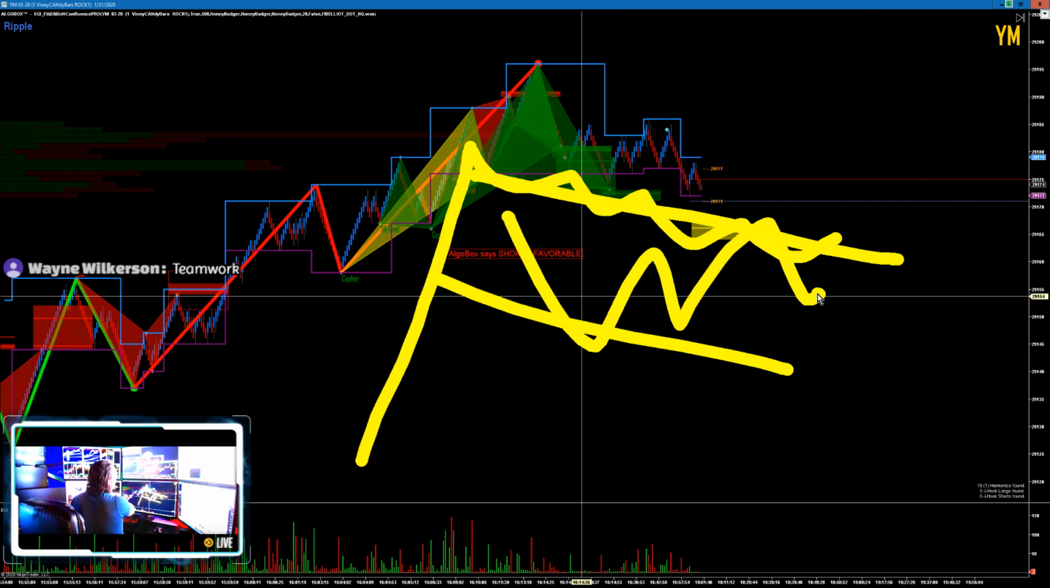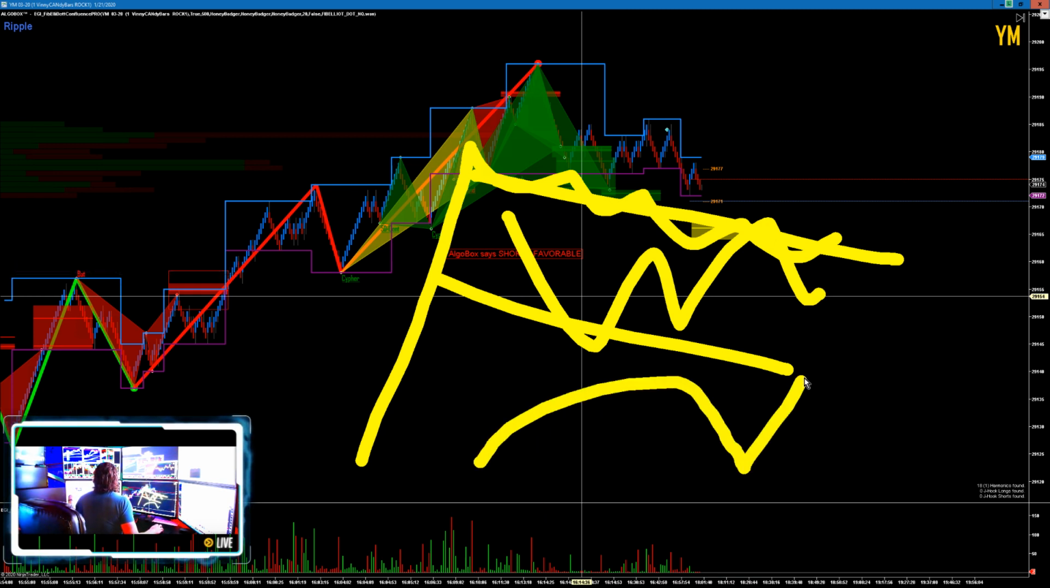I don't care if it's a cup and handle. I don't care if it's a flag. I don't care if it's a wedge. There are particular ones that you guys know that we focus on specifically. One of our most famous ones around here is trading that turtle. We love a turtle trade. Here's his little head, we're going to take this thing.